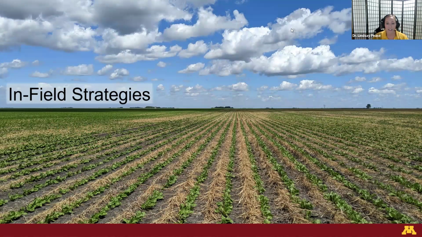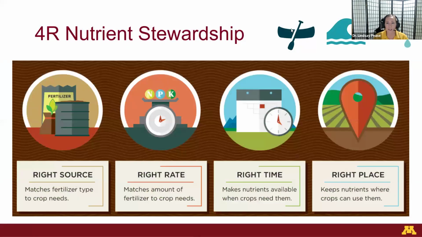But our in-field strategies, these are things that farmers can do in their own fields to help minimize nutrient loss, just right at the source. The first one that works for any of those goals, whether it's nitrogen, phosphorus, groundwater, surface water, is this idea of 4R nutrient stewardship. And I'm sure many of you have heard this concept before. This has been around for quite some time, but I still talk to farmers about this as well. I think this is number one in making sure that your nutrient losses are minimized.